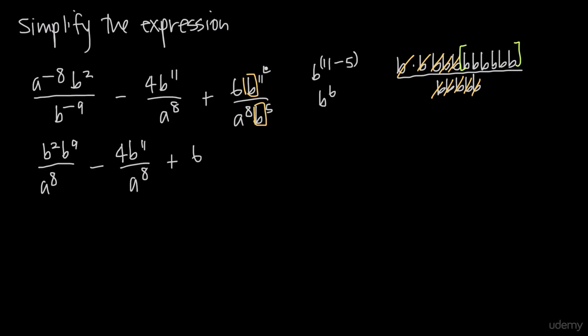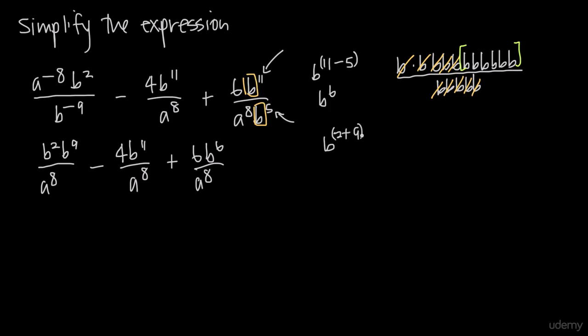Because 11 in the numerator is larger than the 5 in the denominator, we know this b to the 6th is going to be in the numerator. So we have 6b to the 6th divided by a to the 8th. Before we combine our fractions, the only thing left that we can simplify are these b values in our first fraction. We have b squared times b to the 9th, which we know is going to be b to the 11th. This is the same as b to the 2 plus 9.